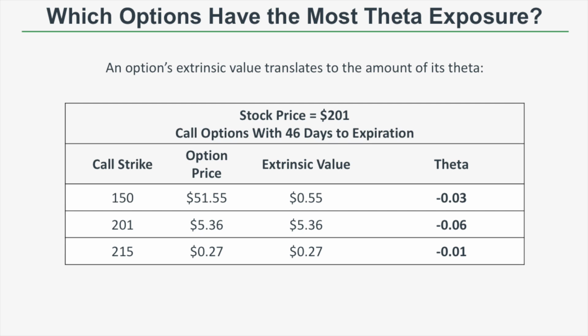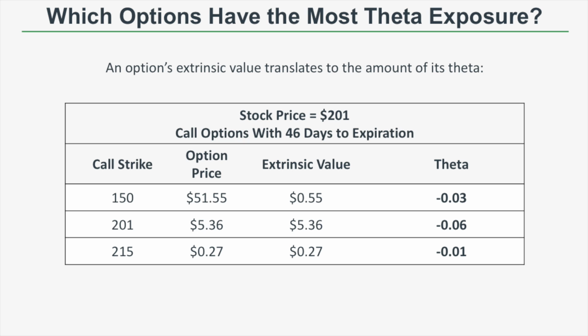So which options have the most theta exposure? In other words, which options are exposed to the most decay from the passage of time? Well, an option's extrinsic value is actually a great indicator of how much theta decay that option is exposed to, because after all, what we just discussed was theta decay only works against an option's extrinsic value. So the more extrinsic value an option has, the more theta it is exposed to.